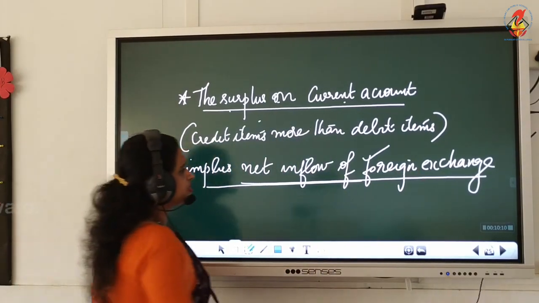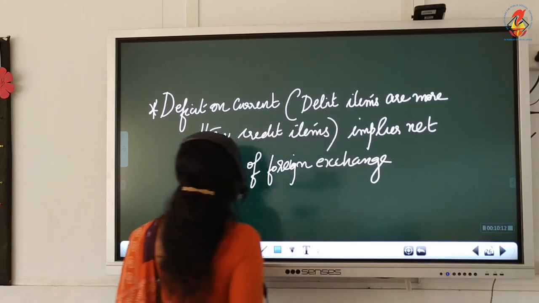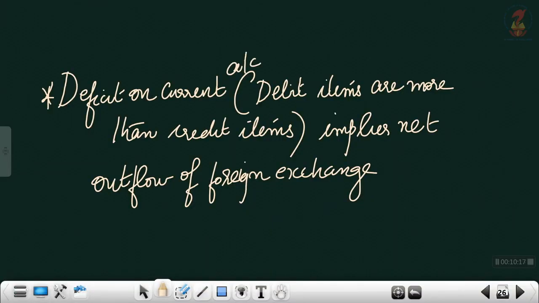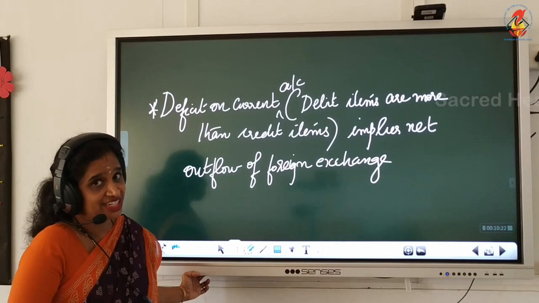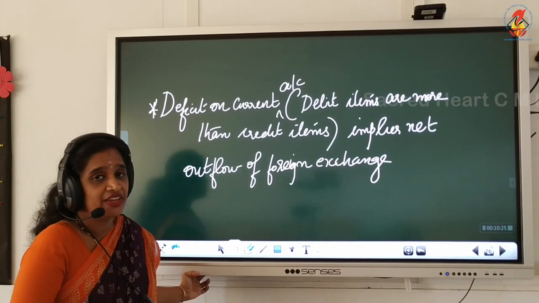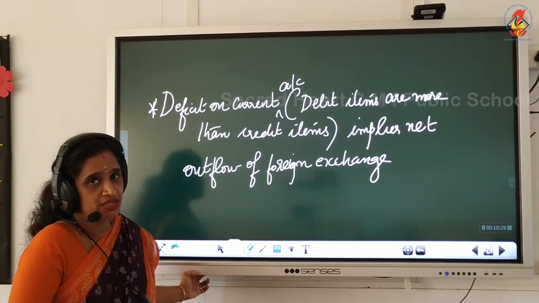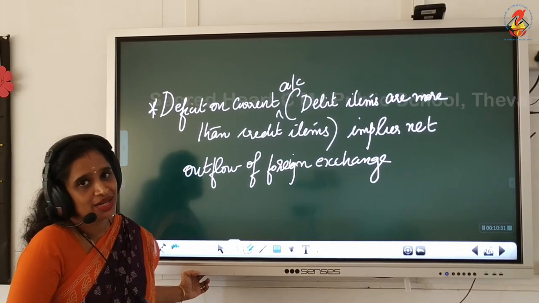The next step is just the opposite of this. What is it? Deficit on the current account. Deficit on the current account means what? Debit items are more than the credit items. When do we face a deficit? If we are losing money. So a deficit in the current account means we are paying money to outside countries.